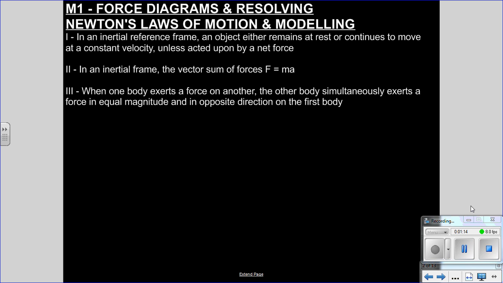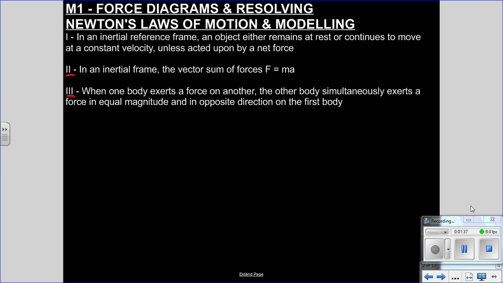So, first off, we need to look over these Newton's laws of motion. Really important and sets up the fundamentals behind pretty much all of M1 and a lot of M2 as well, okay? And in particular, Newton's second and third law is going to be used all the time.